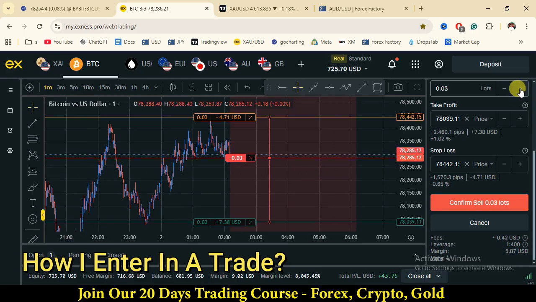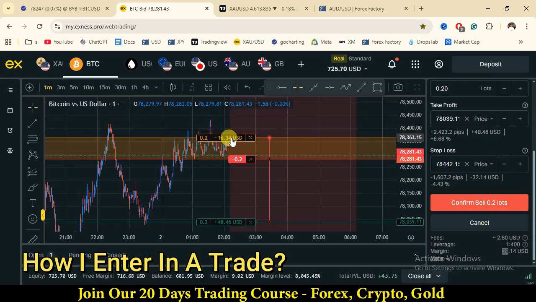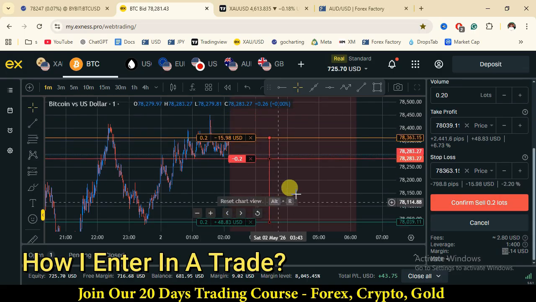If I increase the lots, you can see, let's say I will enter 20 lots. This is 0.20, not even one lot. How much money do I need? I need only $14. Okay, $39. So I will enter the trade. And what is my profit and my stop loss? I will add my stop loss right here, and this is my profit. So this is how it works.